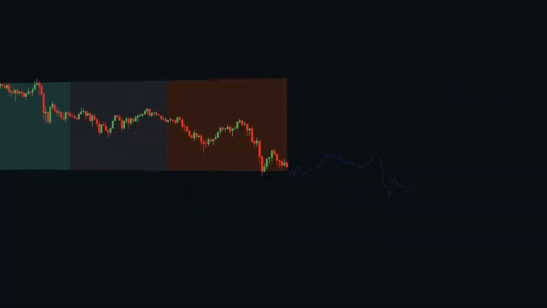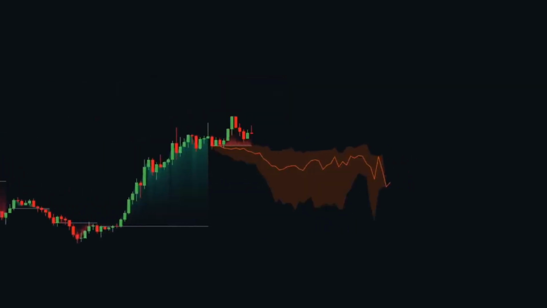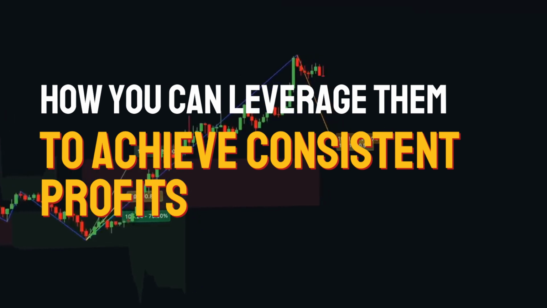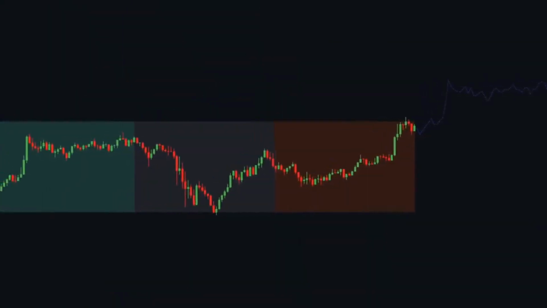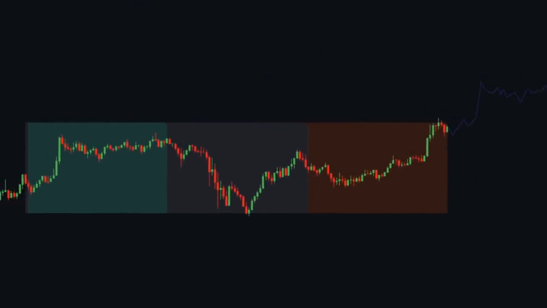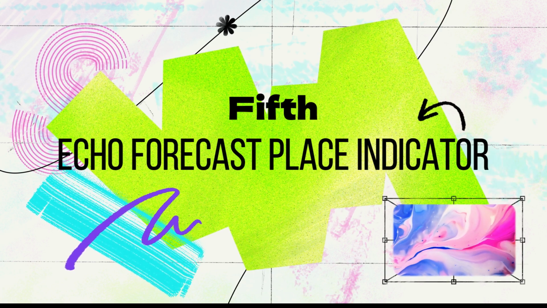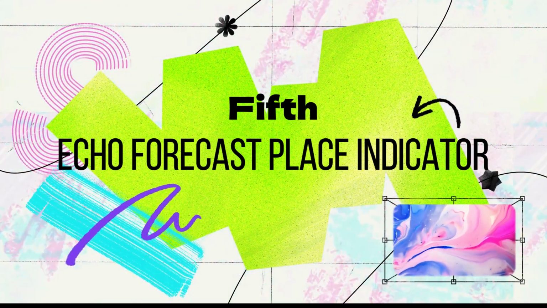Stay tuned as I explore each indicator, breaking down how they work, why they're so effective, and how you can leverage them to achieve consistent profits. Your journey to becoming a more educated and proactive trader starts right now. Let's begin with the 5th, Echo Forecast Place Indicator.